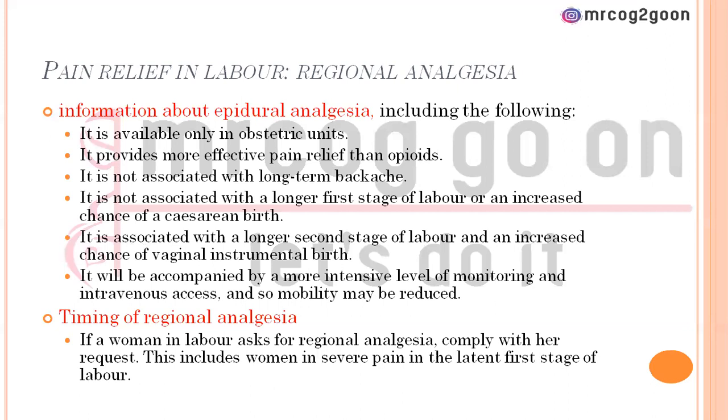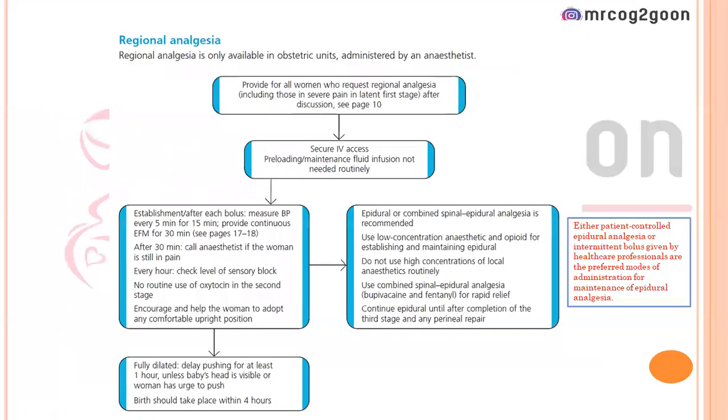So it will not affect the first stage, but it will increase the second stage. It has no effect on the cesarean section rate, but it has a higher rate of assisted vaginal delivery. It will be accompanied by a more intensive level of monitoring and intravenous access, so mobility may be reduced. Timing: you can give it anytime, even in the latent phase.